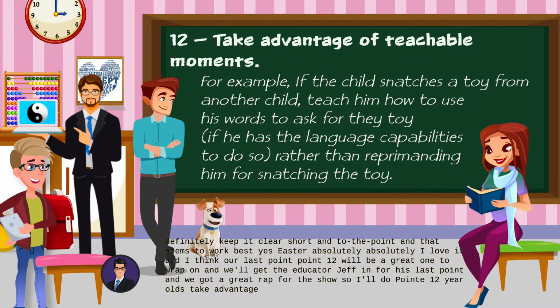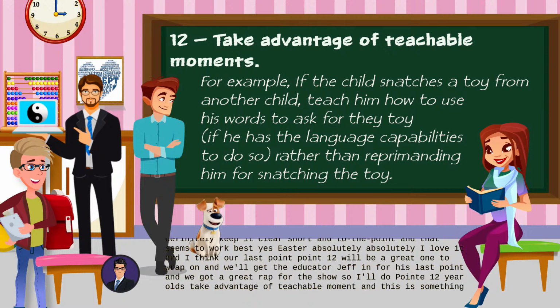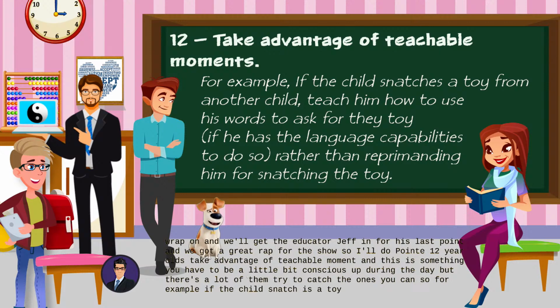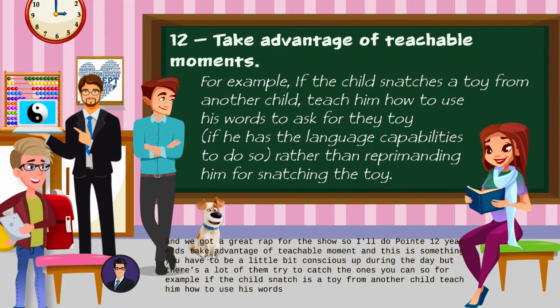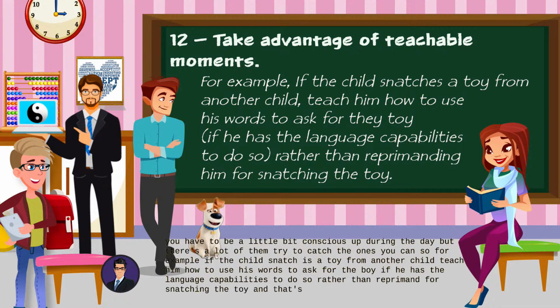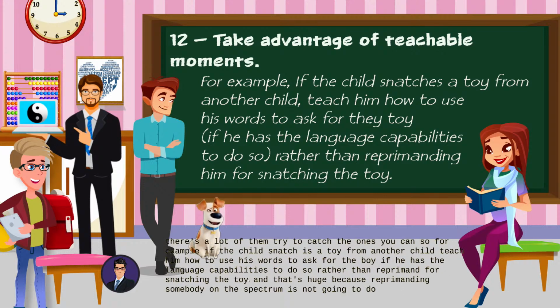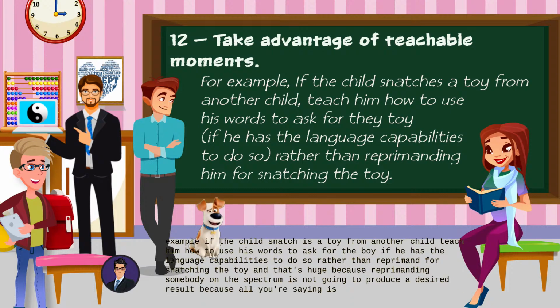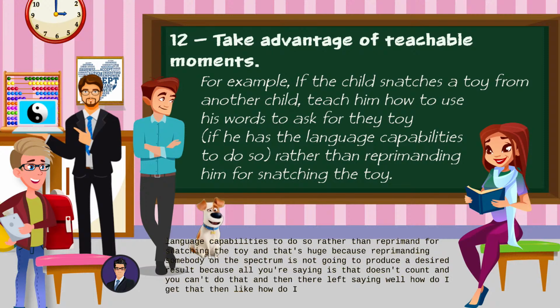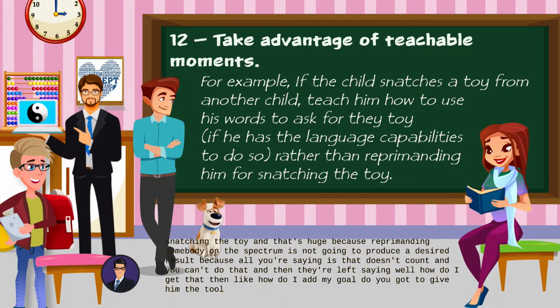Take advantage of teachable moments. This is something you have to be a little bit conscious of during the day, but there's a lot of them. Try to catch the ones you can. For example, if the child snatches a toy from another child, teach him how to use his words to ask for the toy, if he has the language capabilities to do so, rather than reprimand for snatching the toy. That's huge, because reprimanding somebody on the spectrum is not going to produce a desired result, because all you're saying is that doesn't count and you can't do that. Then they're left saying, well, how do I get that then? How do I achieve my goal? So you got to give them the tools.